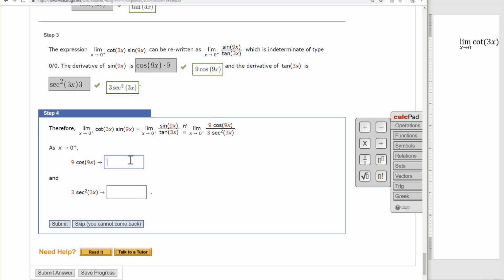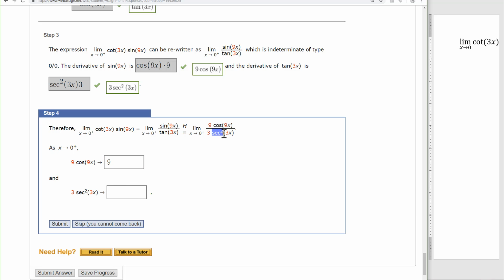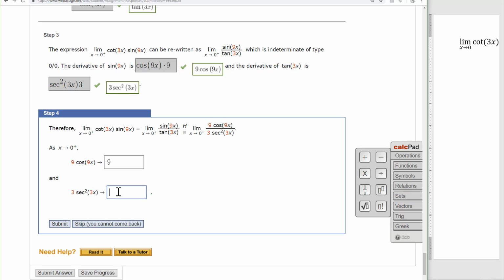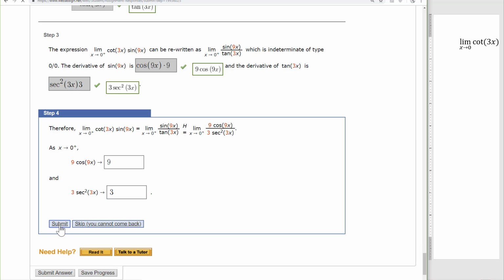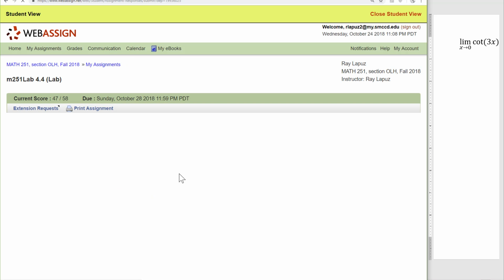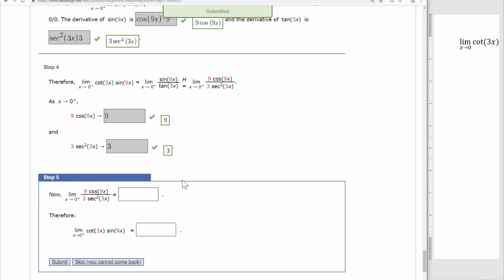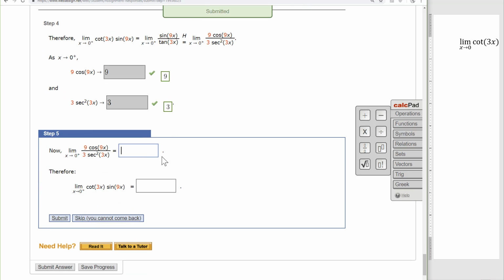and cosine of 0 is going to be 1, and then that's 1 times 9. Secant is 1 over cosine, so secant squared is 1 over cosine squared, but if we put 0 in there, this is still going to be 1. So 3 times 1 is just going to be 3. So our fraction is no longer 0 over 0 or infinity over infinity. So the limit here is going to be 9 divided by 3.